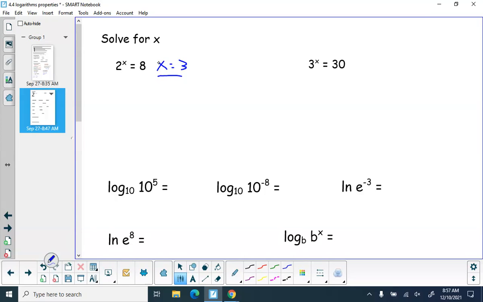3 to the x is equal to 30. ACT question. 3 to the x equals 30. Solve for x. Option A will be 10. 3 to the 10th power is equal to 30.